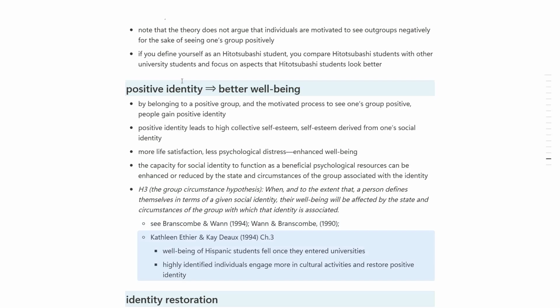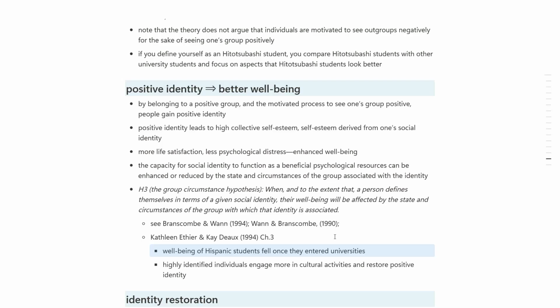Sorry, I don't have much knowledge of how to pronounce French names, and also I'm not sure how you pronounce this, the first author. But basically, what they did was they looked at the well-being of Hispanic students entering university in the States. And what they found was that the well-being of Hispanic students fell once they entered the university in the States.